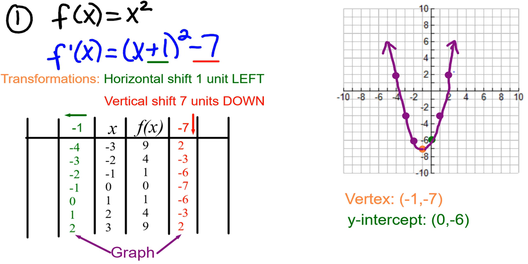But again, notice that vertex. Remember, the original vertex is at (0, 0). How did it move? It went to the left 1 and down 7, based on the transformations that we see in the equation.